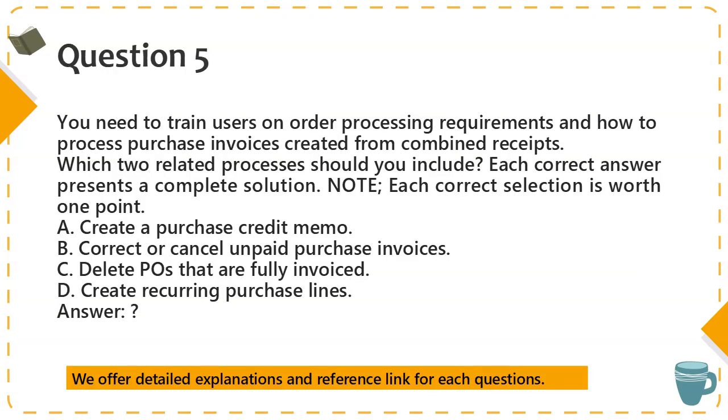5. You need to train users on order processing requirements and how to process purchase invoices created from combined receipts. Which 2 related processes should you include? Each correct answer presents a complete solution. Note: each correct selection is worth 1 point. A. Create a purchase credit memo. B. Correct or cancel unpaid purchase invoices. C. Delete POs that are fully invoiced. D. Create recurring purchase lines.